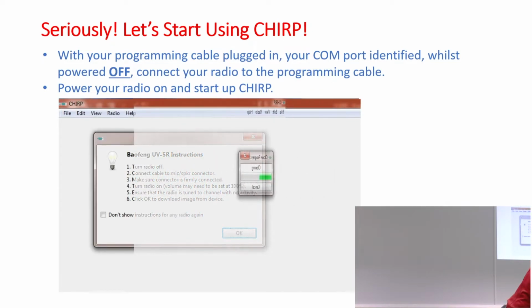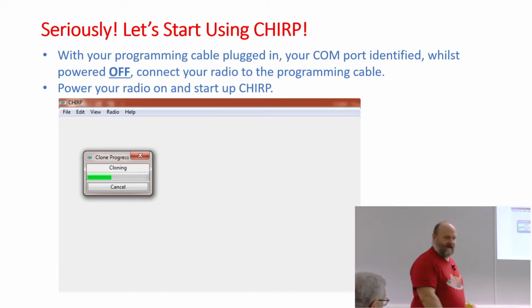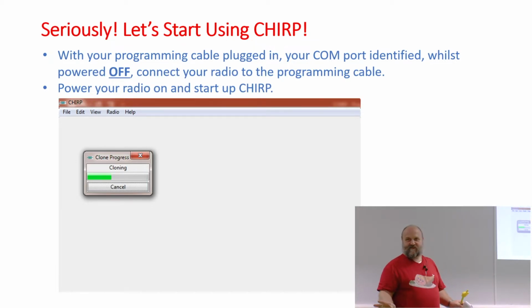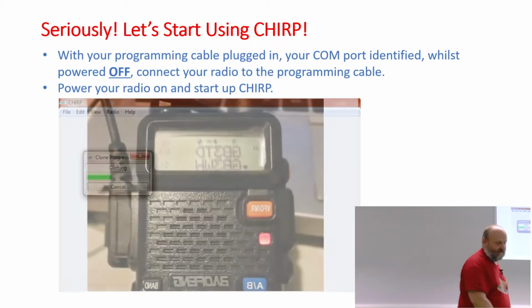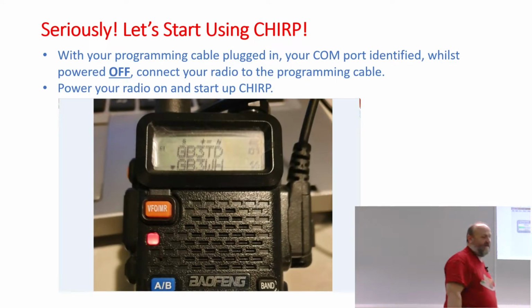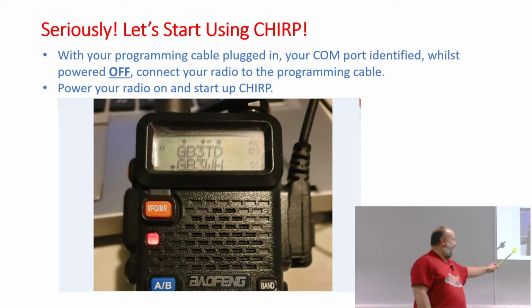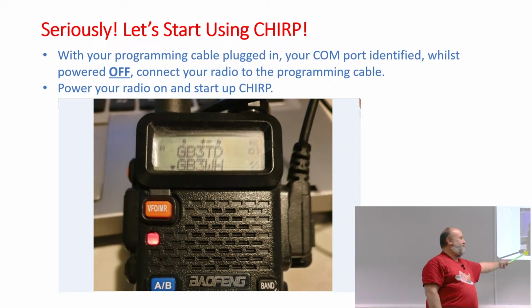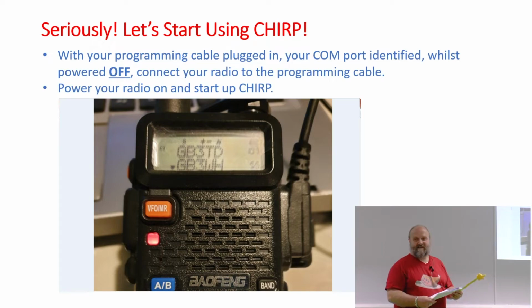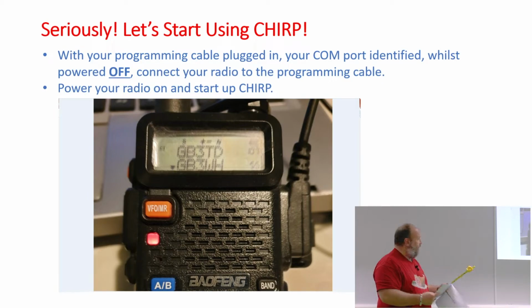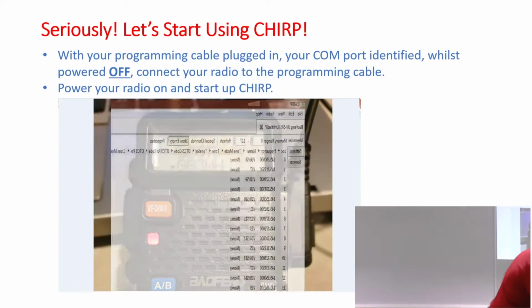So click on OK, and you should get, with any luck, if everything's working and the two are talking together, this little progress bar that starts running across the screen. And that means that CHIRP is now reading the information from the radio and is going to put it into the CHIRP program. And while you do that, what should happen is the little LED on the front of the UV5R, again using this as an example, should flicker red. So hopefully that should all work.